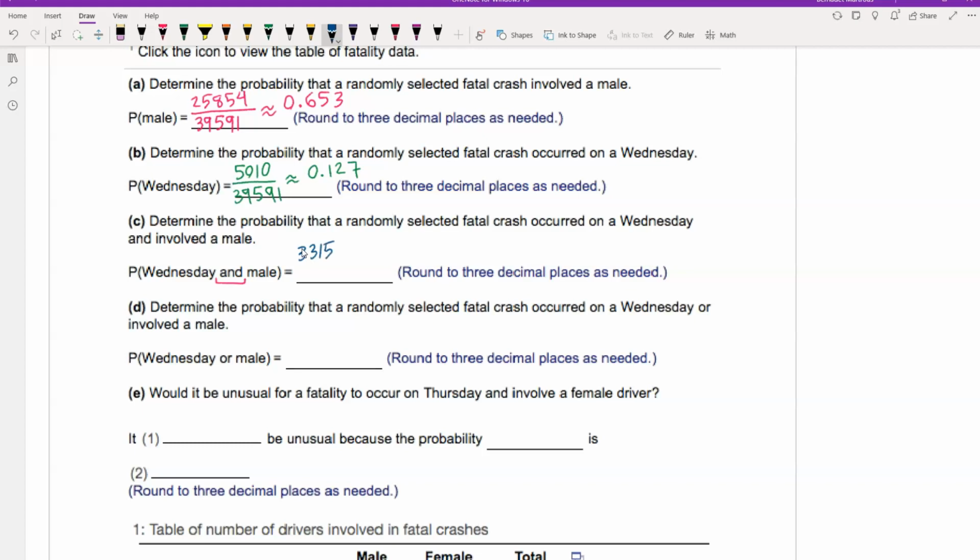So using that number, 3,315, what we had in common between two events divided by table total, 39,591, rounding to 3 decimal places. The answer is 0.084.